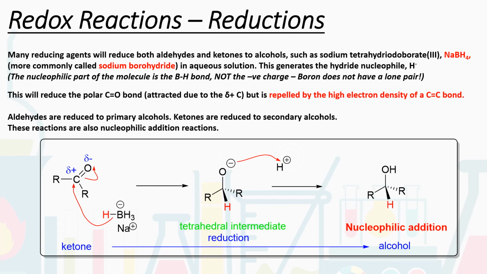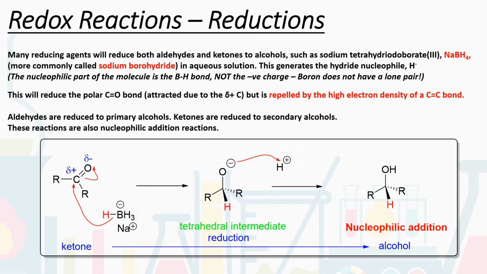So it reduces the polar C=O bond, and the reason for this is because it's attracted to the delta positive carbon, but it would be repelled by the high electron density of a carbon-carbon double bond. So it's the reason why we can't reduce a carbon-carbon double bond down to a carbon-carbon single bond using sodium borohydride. We have to use a hydrogen and nickel catalyst to do that.